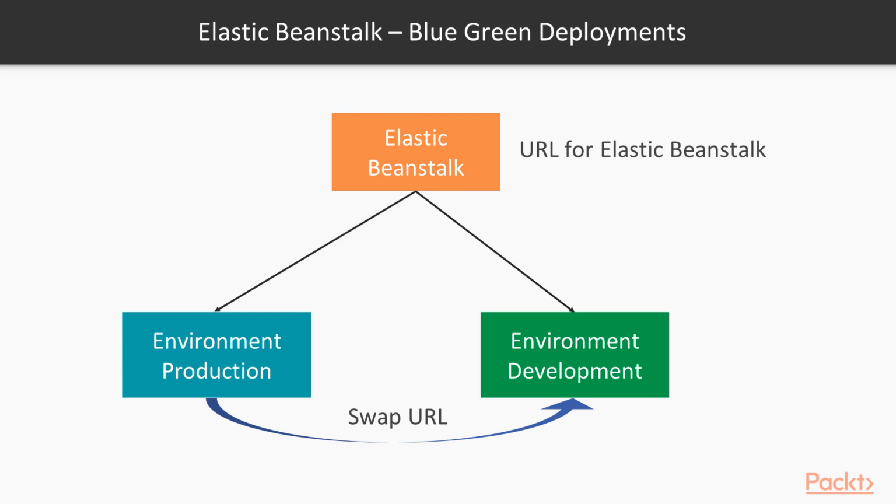So in our demo, we're going to define two environments in Elastic Beanstalk. And then finally, we are going to do a swap URL and see what effect it has in changing these environments. So now let's move on to the AWS console and see how we can work with Elastic Beanstalk.